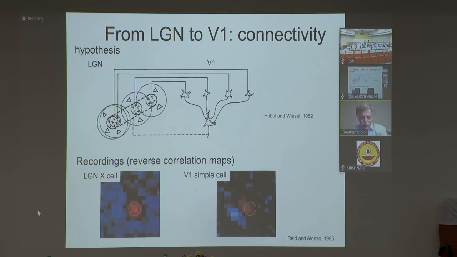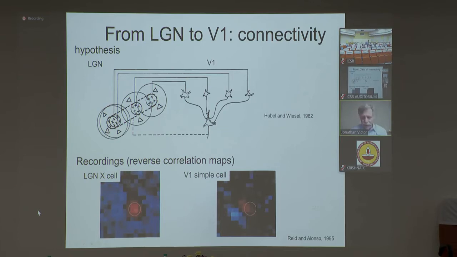And at the same time, so this was an incredibly difficult experiment, record from a neuron in primary visual cortex that was connected to that neuron. And what one found was that the receptive fields of the thalamic neuron made up part of the receptive field of the V1 neuron, exactly as predicted by this connectivity model.